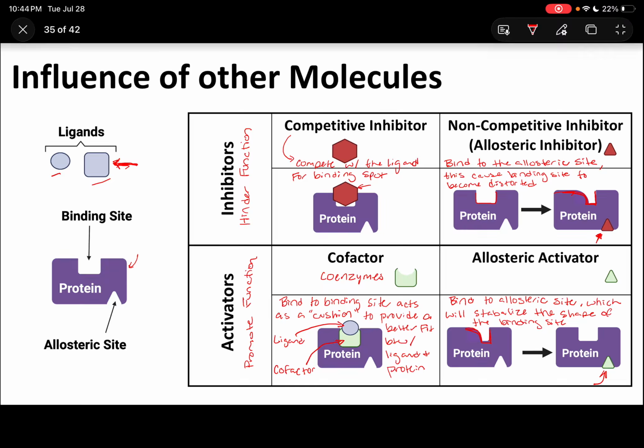For example, competitive inhibitor, where does it bind? It binds to the binding site. What effect does that have? Well, it prevents protein activity because it's blocking the binding site from the ligand, okay? If you can do that with each one of these things, the competitive inhibitor, the non-competitive inhibitor, aka the allosteric inhibitor, the cofactor, and the allosteric activator, then you're in pretty good shape.